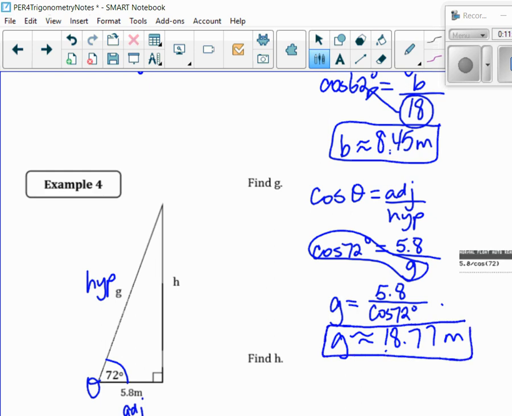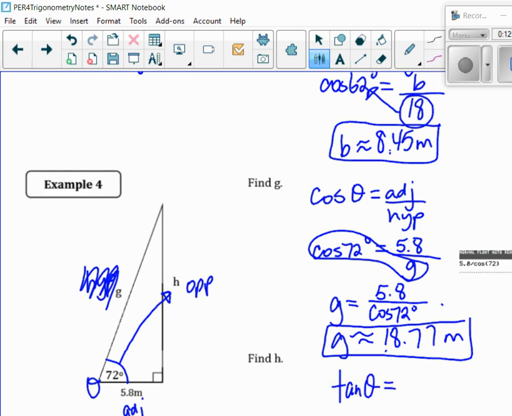Okay, so how would we solve what H is? How would we solve what H is? Anybody? So that is my opposite. And I'm going to cross off this one because we don't know information on this, even though we did really solve for it. So which trig ratio are we going to use this time? We have opposite and adjacent. Tangent.